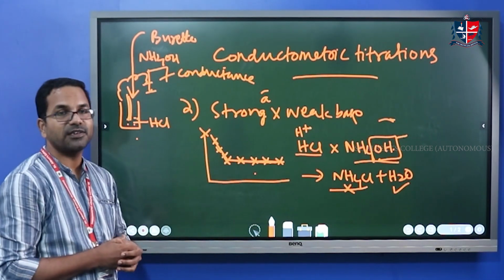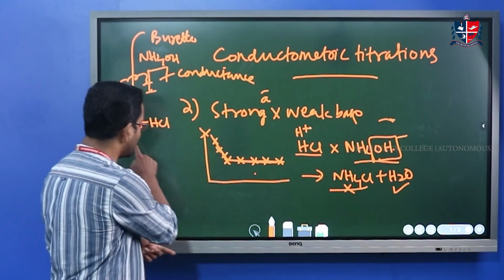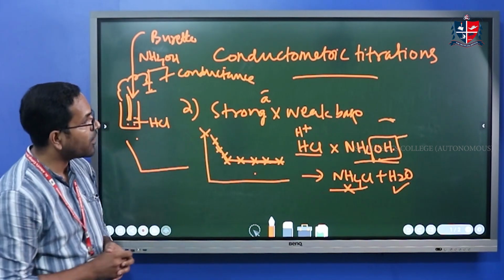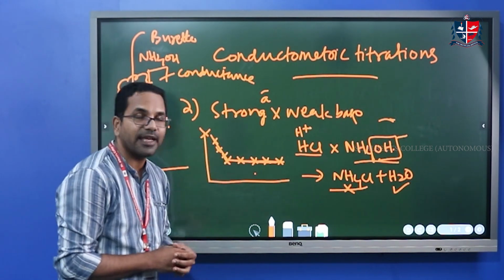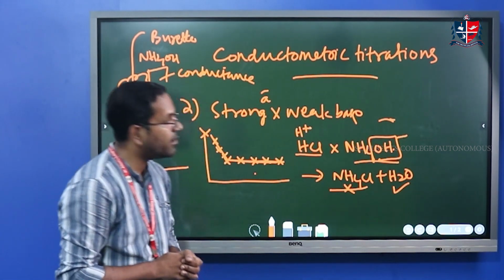So that is how we get the shape like this in the case of a strong acid like HCl titrated against a weak base like ammonium hydroxide.